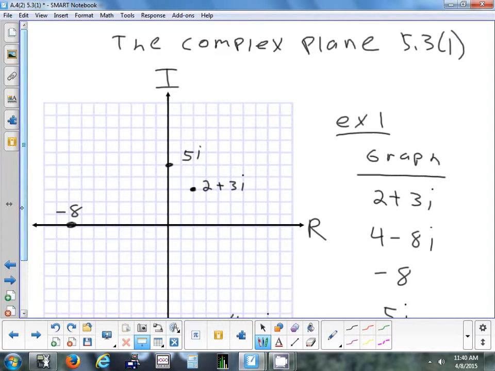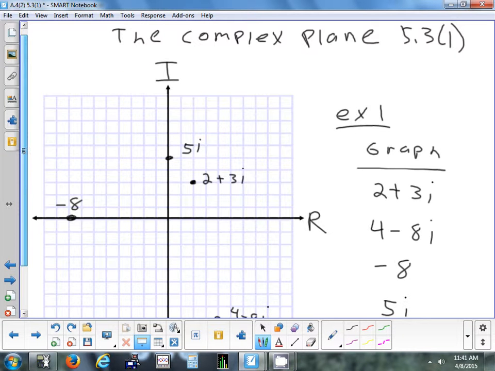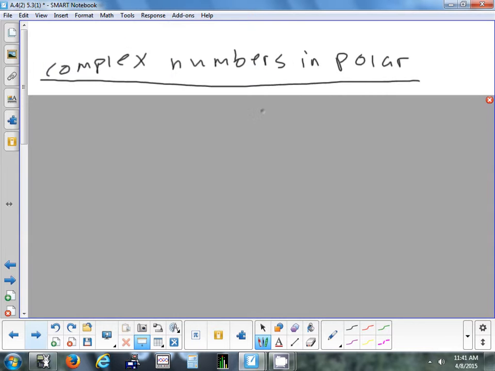Okay, so that's the complex plane. Really very, very similar to graphing coordinates. Any question on that? Okay. All right, so last thing. We're going to start this and we'll finish this tomorrow.